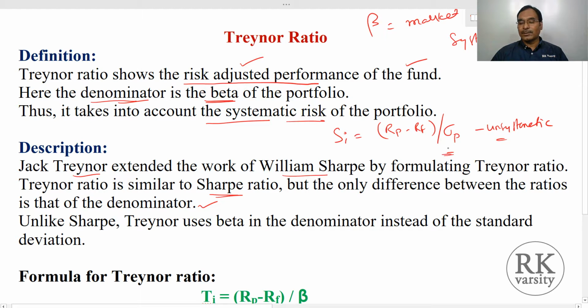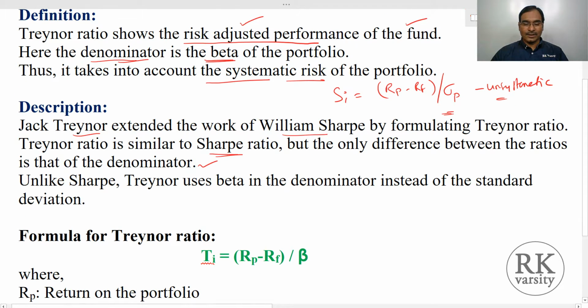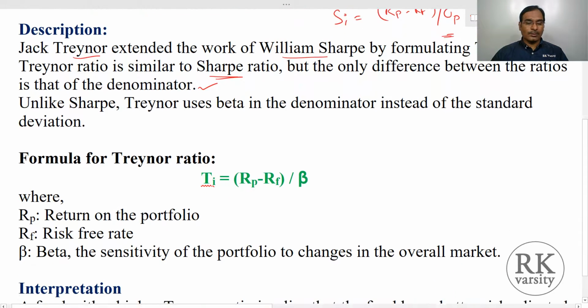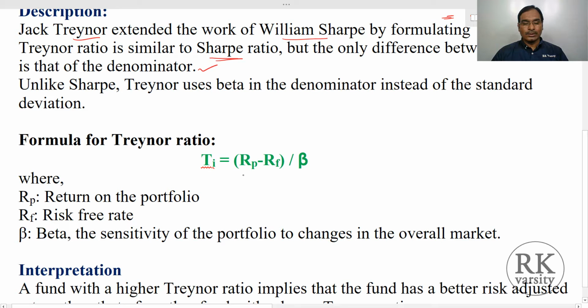However, the denominator, instead of standard deviation or unsystematic risk, is going to be beta or market risk. So if you look at the formula of Treynor's ratio, the numerator is similar to the Sharpe index. However, the denominator is a beta value, that is your systematic risk, market risk or undiversifiable risk.